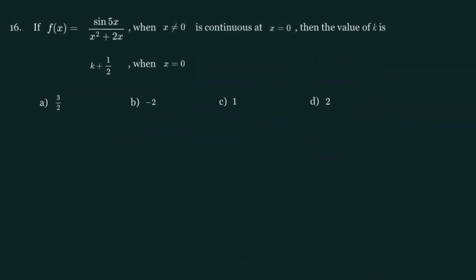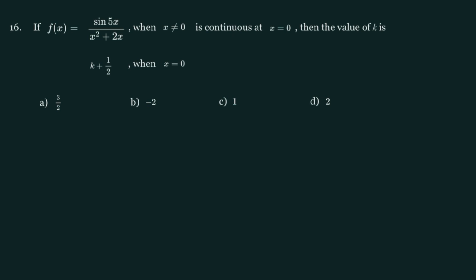Question number 16. Here it is given that when x not equals 0, there is another function, and when x equals 0, the function is k plus 1 over 2, and this function is continuous at x equals 0. Then we have to find the value of k. The question has already given that the function is continuous, and whenever the function is continuous, the limiting value of this function and the functional value are equal.